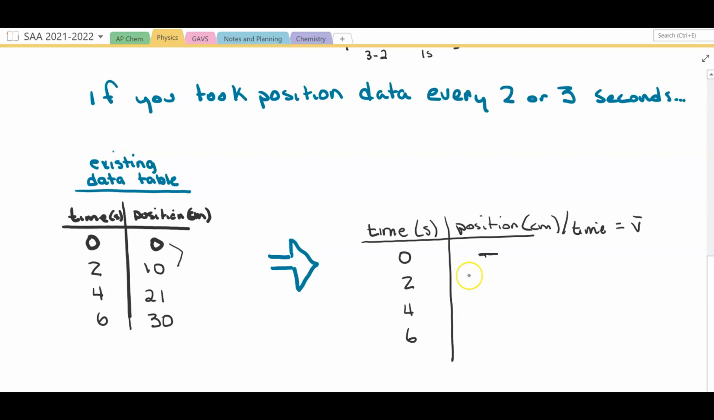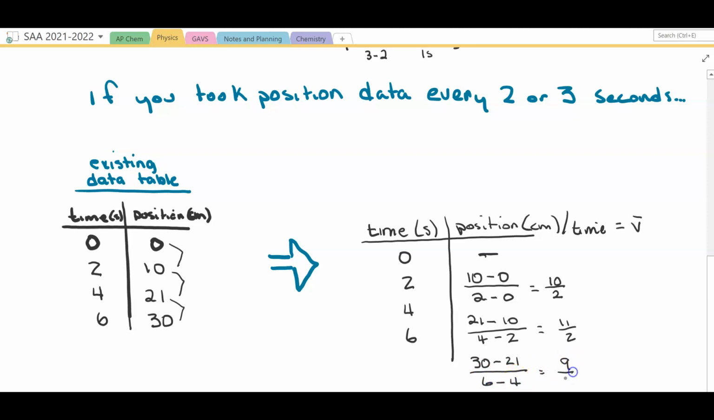0 to 10 in 2 seconds. So we would have 10 over 2. And for the next one, we wound up at 21 when we started at 10, and that took another 2 seconds. And so we would wind up with 11 over 2. To go from the 4th second to the 6th second, we wound up at 30 when we started at 21, between second number 4 and second number 6, and we would have 9 halves.